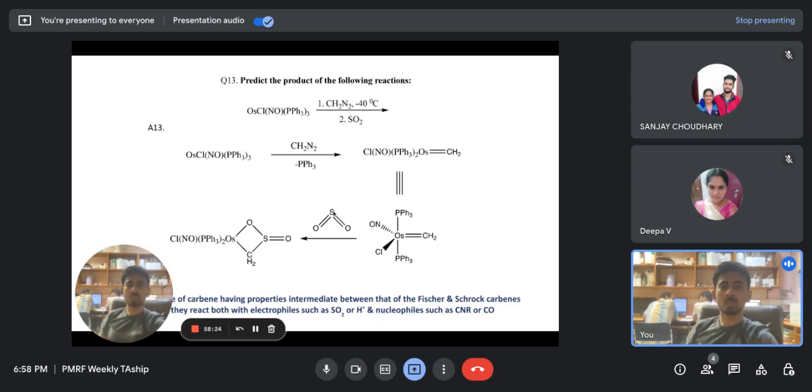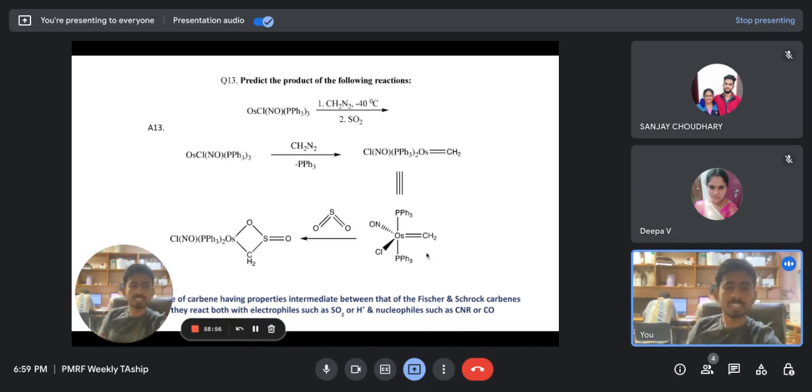So whenever it is treated with sulfur dioxide, which is a potential electrophile in nature, this CH2 minus will be attacking the sulfur because it is electrophilic in nature, and this double bond will be taken up by the oxygen, and this O minus will be bonded to the osmium. So this cyclic reaction will be taking place, and we have this Os-O-S-O-CH2 kind of moiety, where the CH2, the carbene center, will be bridging between the osmium and the sulfur moiety.